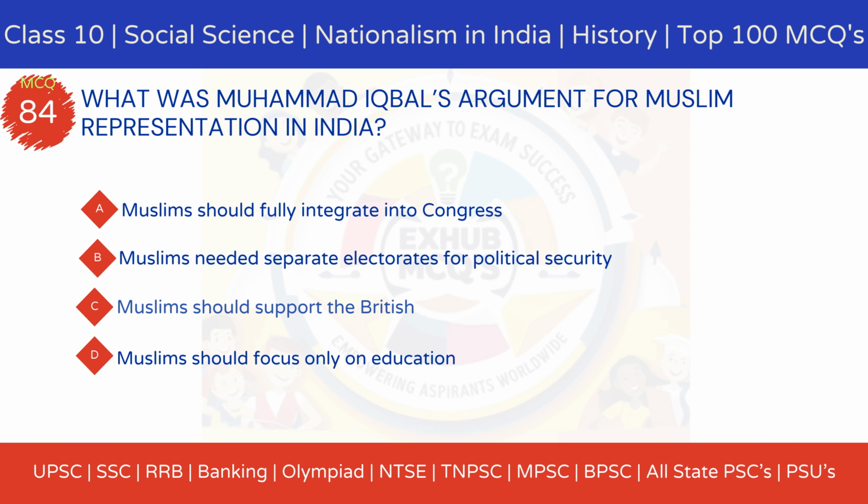MCQ 84. What was Muhammad Iqbal's argument for Muslim representation in India? Option A, Muslims should fully integrate into Congress. Option B, Muslims needed separate electorates for political security. Option C, Muslims should support the British. Option D, Muslims should focus only on education.